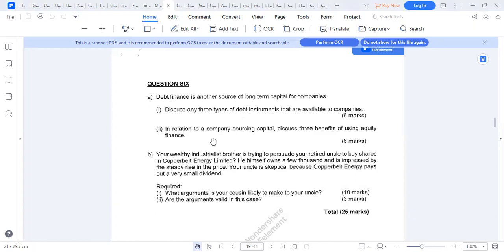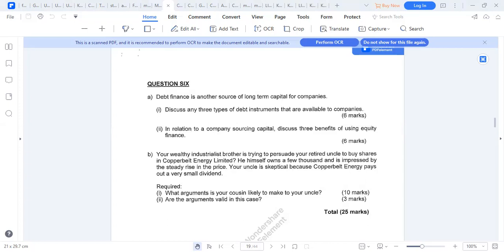So now, in relation to company sourcing capital, discuss benefits of using equity finance. What are the benefits of using equity finance? Anyone? What is equity? Okay, in the interest of time.